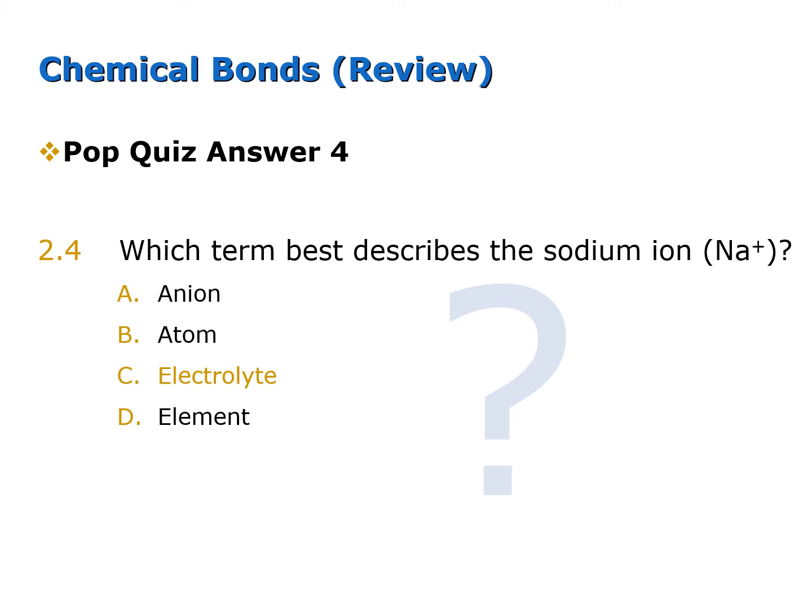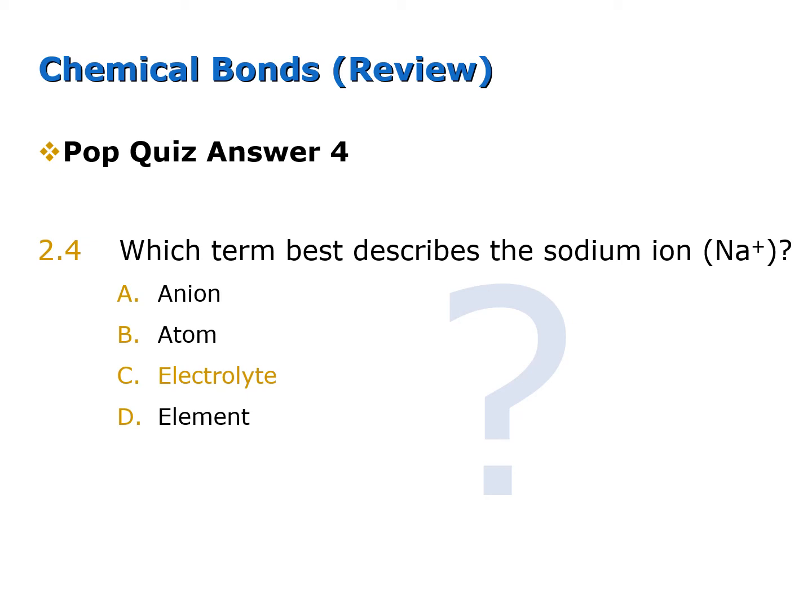C says electrolyte, and that will be your correct option because ions are also electrolytes. It's another word, a synonym for ions. So as a general term, yes, sodium is an electrolyte, which will be split into positive and negative ions that are called positive ones, cations, and negative ones, anions. But as a general term, sodium is an electrolyte.